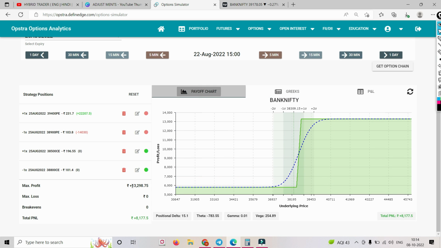So again, see the potential: you will have 13,000 profit. Initially your profit was only 8,000. By just exiting your put debit spread and converting it to a call debit spread, that's what I told you, there is no loss basically. If I talk about everything, the video will become lengthy, but let's try to digest it now.